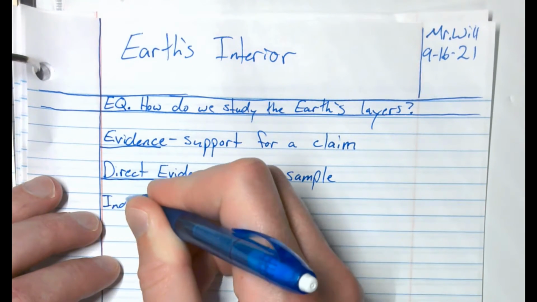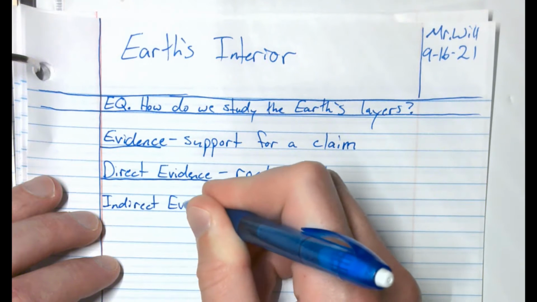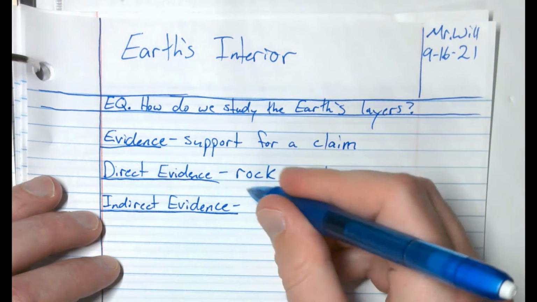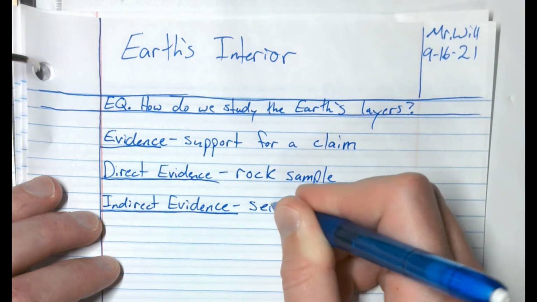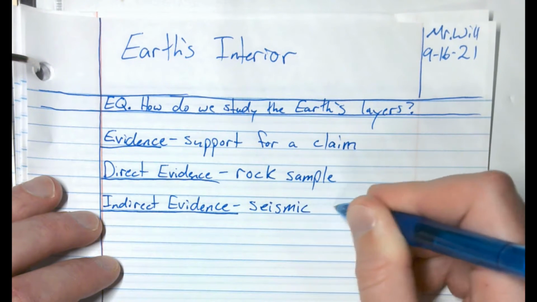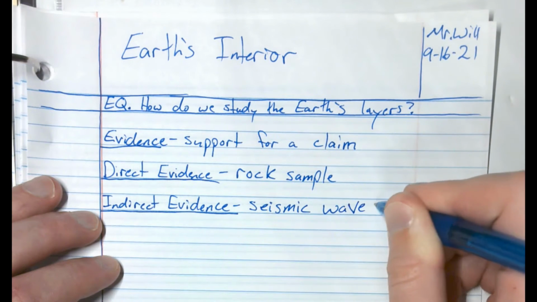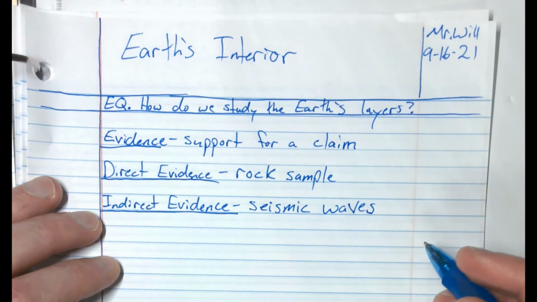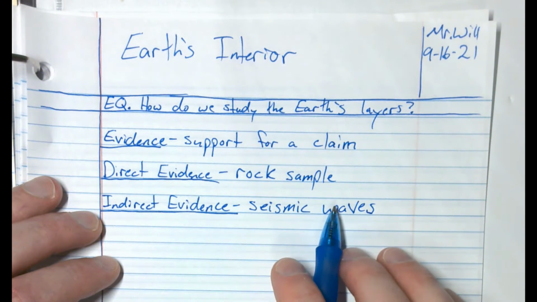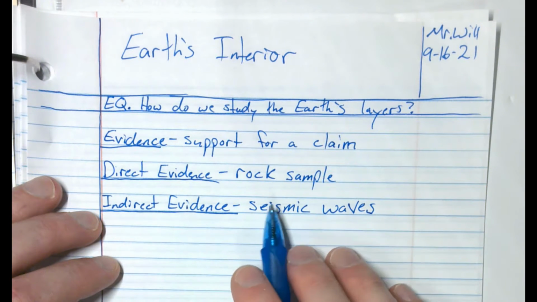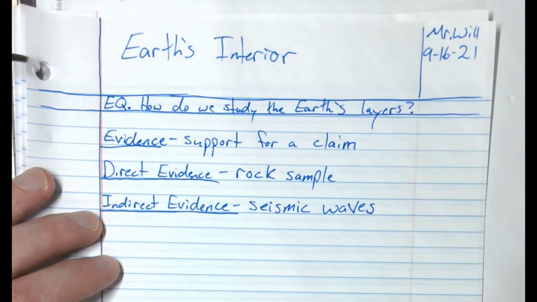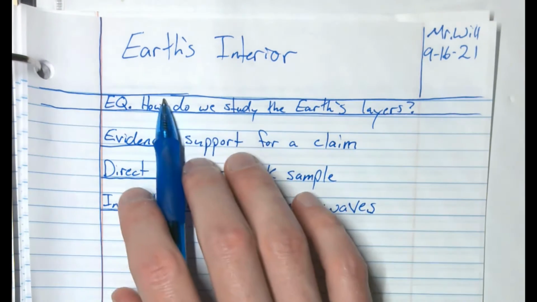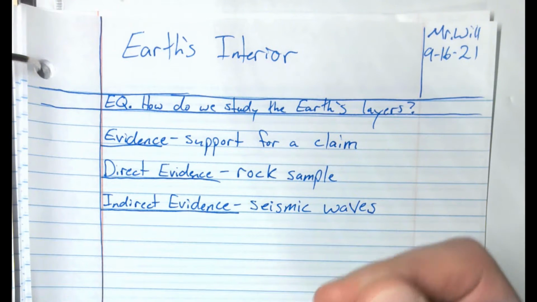And then we have indirect evidence. And that could be maybe seismic waves. We'll use that as our example. Because we can't really see seismic waves, but we can detect them with a lot of really fancy equipment. And obviously we can't see through rocks or into the earth, but this allows us to, in a way, see what that is. So these are two different ways that we have evidence to support maybe how we view the Earth's layers or what we think they are made out of.